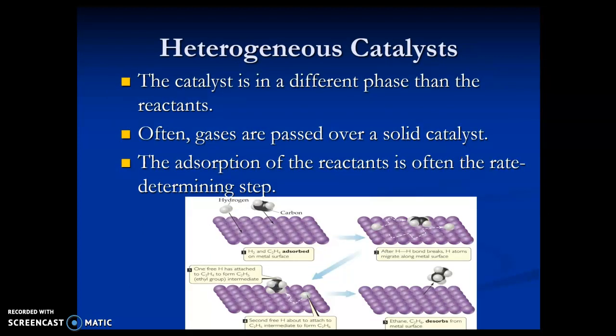Heterogeneous catalysts means they're in different phases. Often it's a gas that will be passed over a solid catalyst. This is how your catalytic converter works in your car. It's the adsorption of the reactants that is often the rate determining step. So here's an example of hydrogen and ethene coming across here. They all latch onto this catalyst. So you have this metal catalyst here. It separates the hydrogen atoms from each other, and then they can recombine on the ethene to make your ethane absorbed, and then it's released.